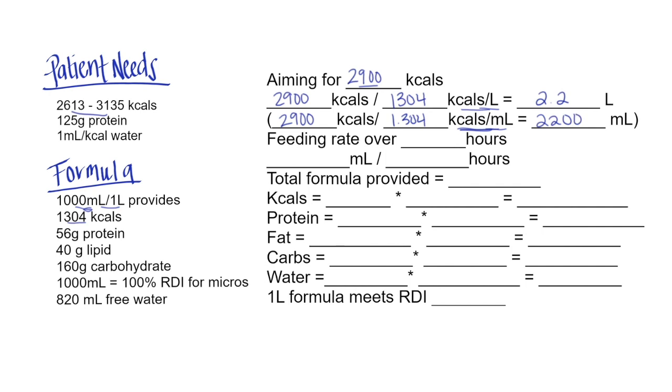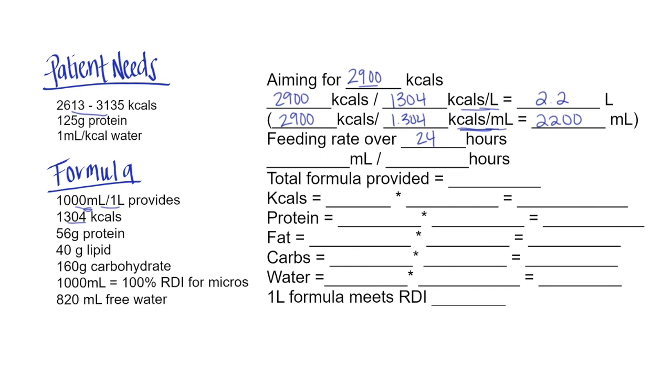So now that I know how many mils or total liters that I want to provide to this person, I'm going to pick a feeding rate. For this particular patient, I'm going to go with 24, which is pretty classic for people who are being enterally fed, that they'll be fed all throughout the day. Now, typically when we're looking at feeding rate, we're often looking at number of mils per hour. If we use liters per hour, we're going to end up with a decimal, and that's not always the prettiest thing, so we're just going to stick with mils per hour for now.